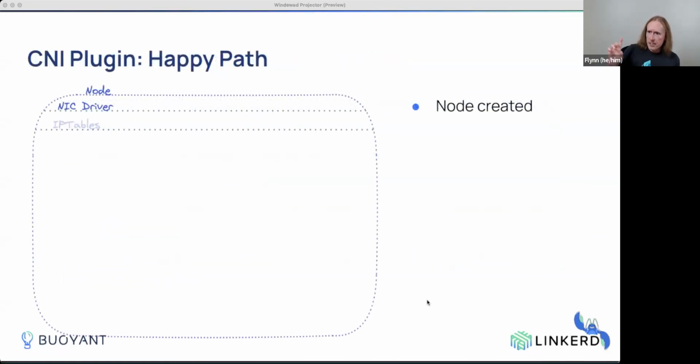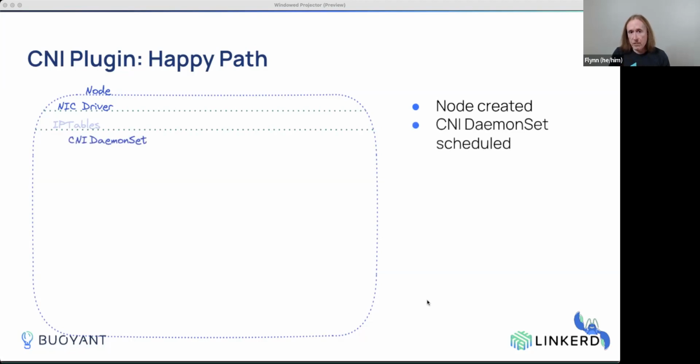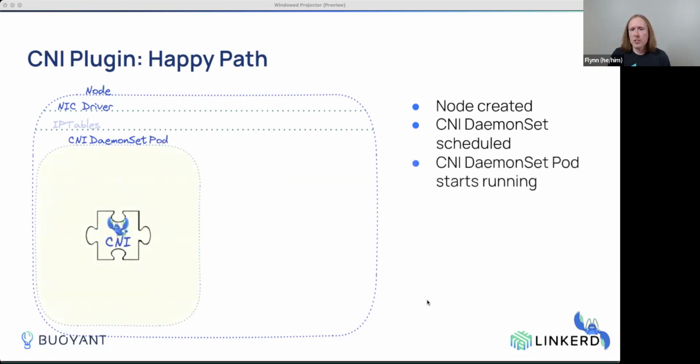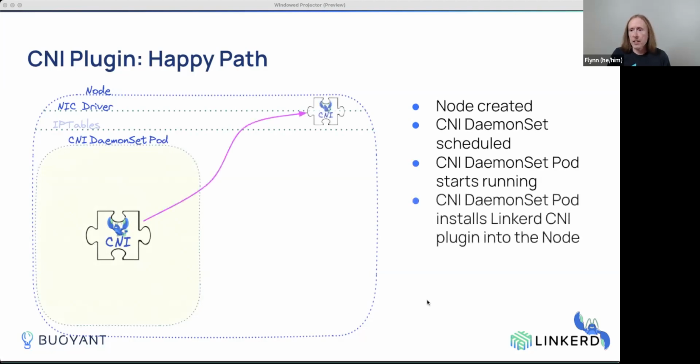All right, on to the CNI plugin. CNI plugins are a little weirder. What happens is, once the node is created, there is a Linkerd daemon set for managing the Linkerd CNI plugin. Once the node gets created, the daemon set gets scheduled onto the node, which then creates a daemon set pod, whose sole purpose in life is to install the Linkerd CNI plugin into the node.